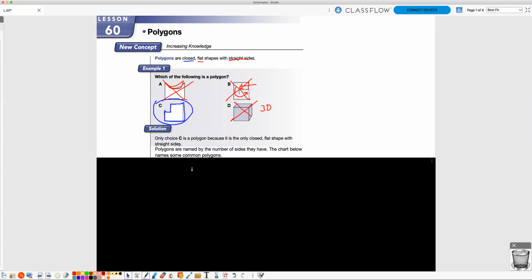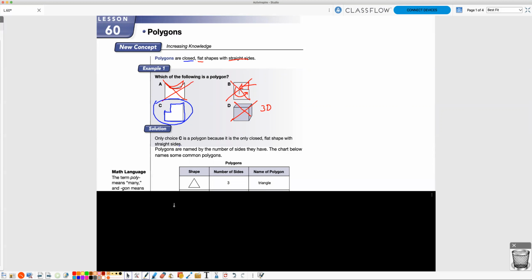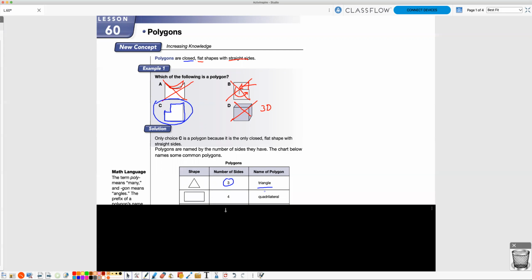Polygons are named by the number of sides they have as well, so this chart below names some of the common polygons that we know. This polygon, a closed flat shape with straight sides, has 3 sides, and because it has 3 sides, we know it as a triangle. This polygon also has closed flat shapes with straight sides. It has 4 sides to be exact, which makes it a quadrilateral. Quad meaning 4, tri meaning 3.